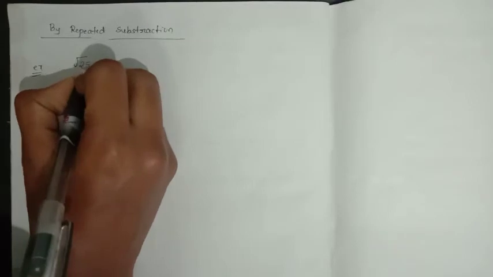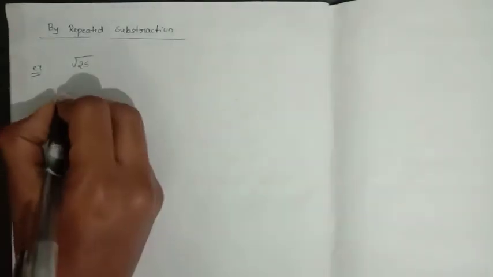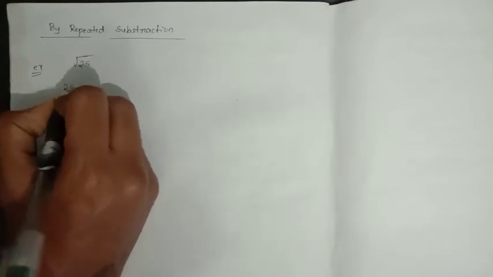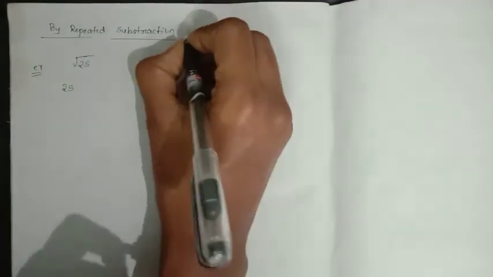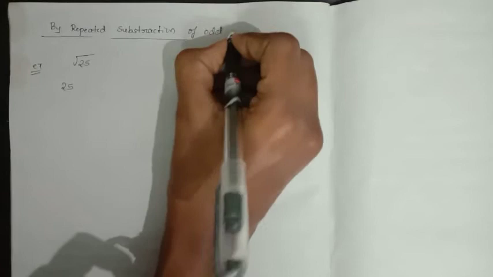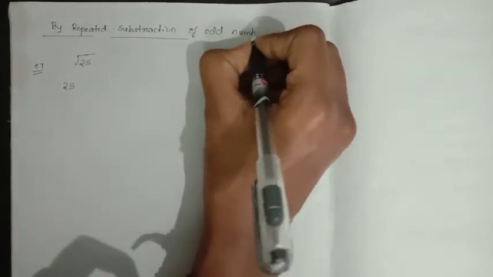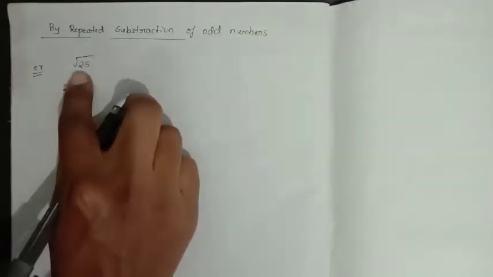Here we will go with one example of how to calculate. First you have to take the square root of any number, which we will take as 25. So here, from the 25, we do repeated subtraction of odd numbers, by the given square root number.